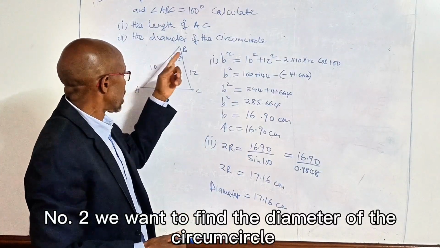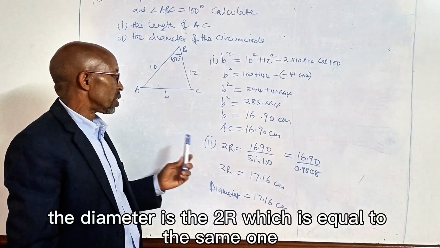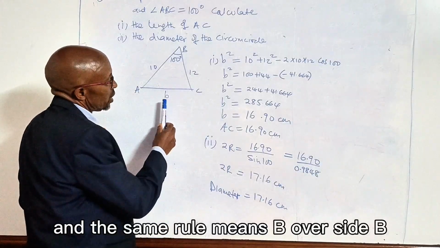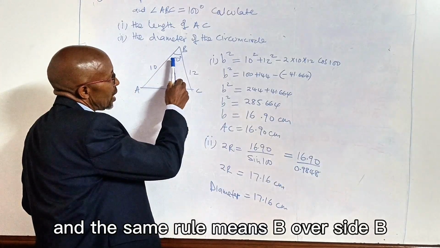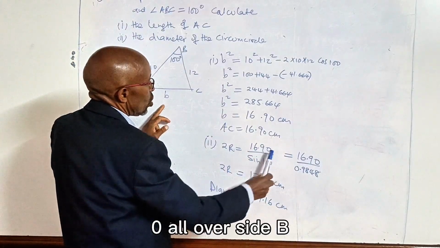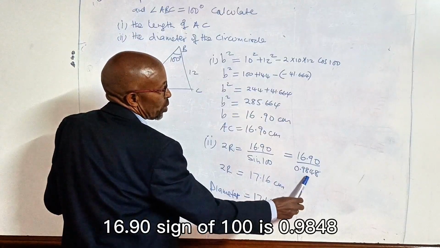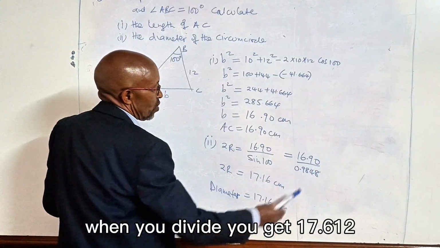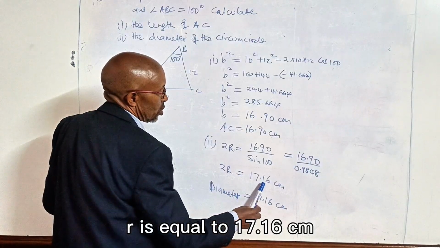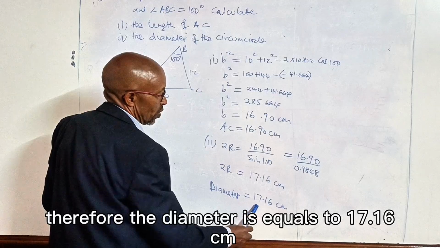Number 2, we want to find the diameter of the circumcircle. The diameter is 2r, which is equal to the sine rule, and the sine rule means b over sine B. So 2r is equal to b, which is 16.90, all over sine B. Sine of 100 is 0.9848. When you divide, you get 17.16. 2r is equal to 17.16 centimeters. Therefore, the diameter is equal to 17.16 centimeters.